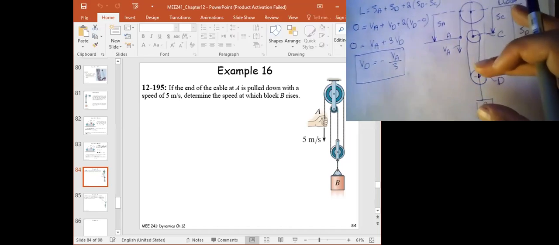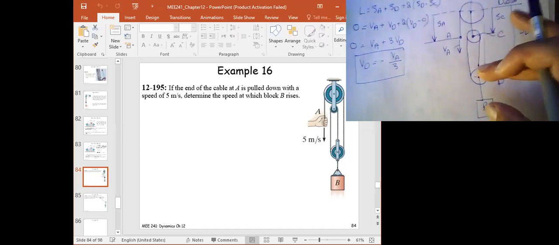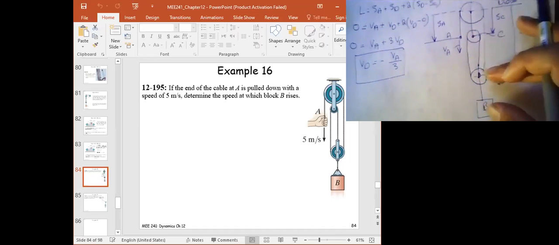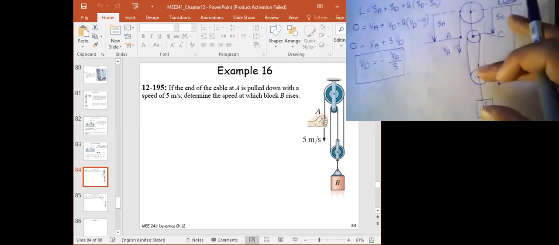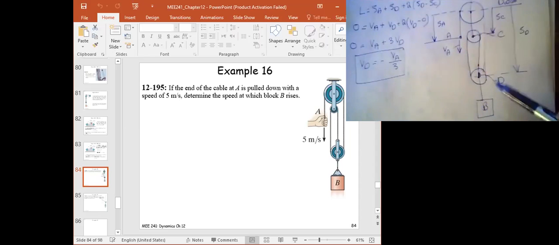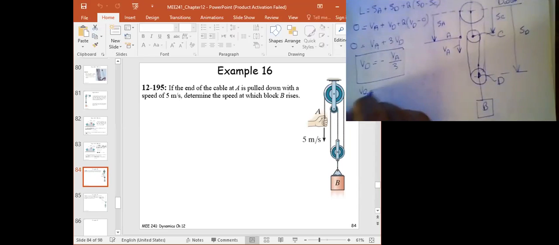So whatever the velocity of B is, let's say this finger is B and that finger is D. If this guy is going up and down, they have the same velocities, okay? They are related by a constant, and if you differentiate that constant, it's going to be fixed. So the velocity of B is equal to the velocity of D, which is equal to minus VA over 3.